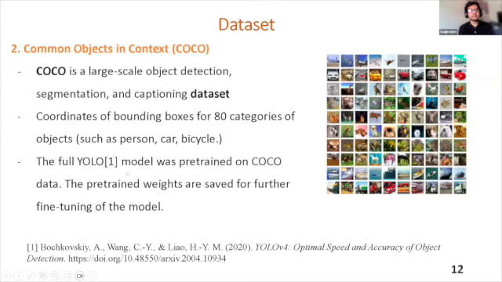The second data set is the Common Objects in Context data set, which is a large-scale object detection, segmentation, and captioning data set. It also contains labeled coordinates of bounding boxes for 80 categories of objects, which includes person, car, bicycle, dog, cat, etc. We trained the object detection model, in other words the YOLO V5L6 architecture, which was pre-trained on the COCO first, and then we fine-tuned the model on the RSNA pediatric bone age data.